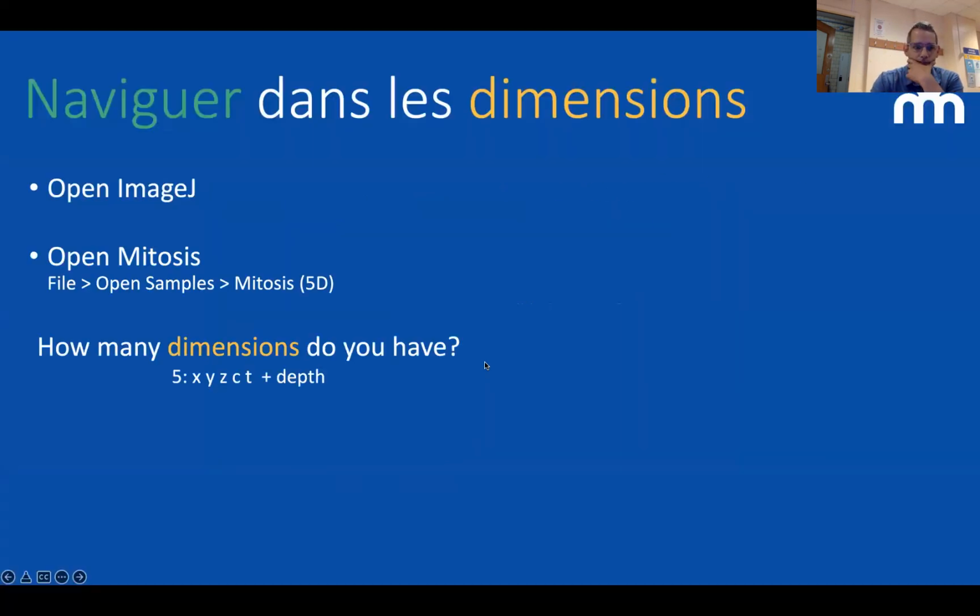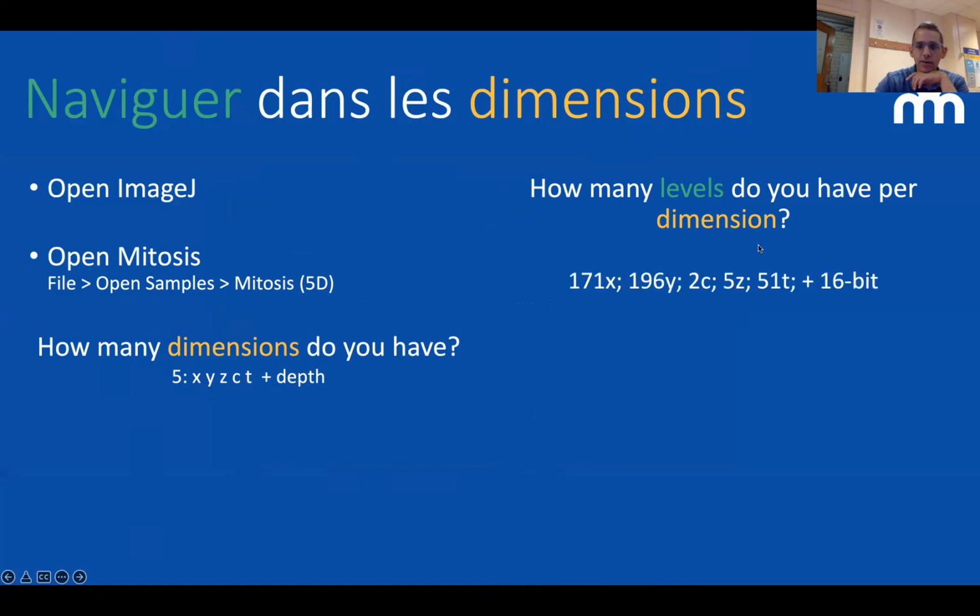So how many dimensions? On this image, I actually have 5 dimensions: X, Y, Z, C, and T. How many levels per dimension? Well, if you look at the number of pixels of mitosis, you have 171 pixels in X, 196 in Y. We have 2 channels, a 5-slice depth stack, and 51 time points. Plus it's a 16-bit image. So you have all of that combined.